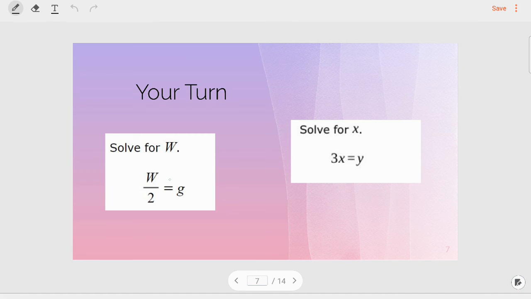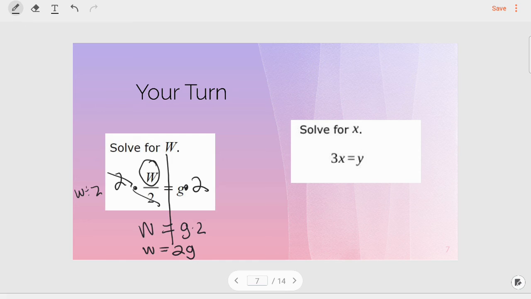Solve for w. Here's w. Draw in my line. This says w divided by 2. So how do I undo that? I'm going to times by 2 on both sides. The 2's cancel, and I'm left with w equals g times 2. But we're going to simplify our answer to correct mathematical notation to 2g.